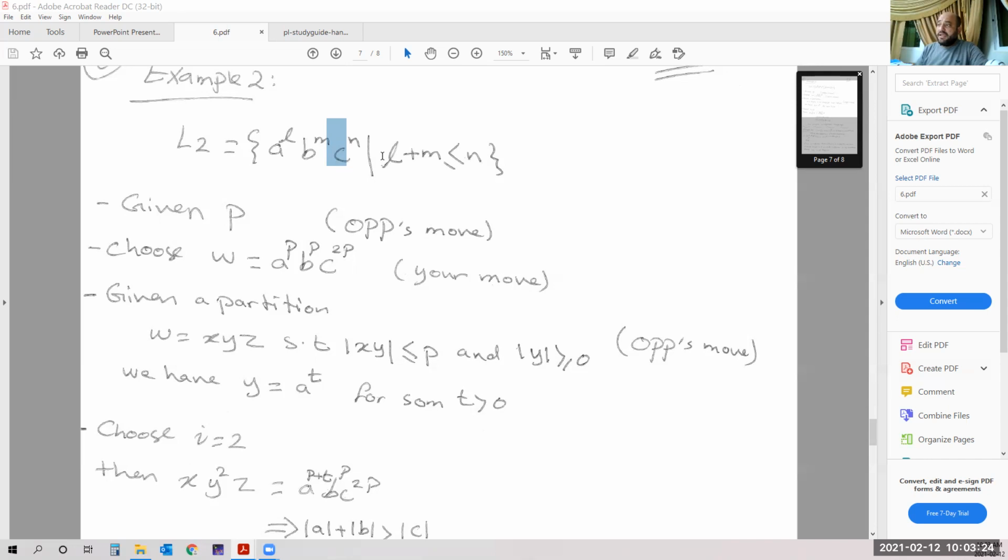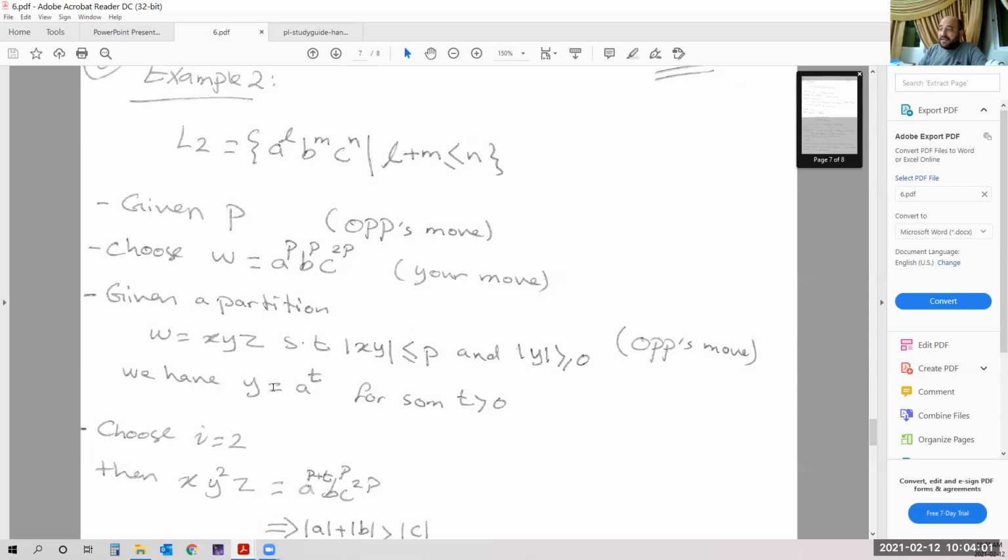Okay. So now, given p greater than or equal to 0, if I choose p, here is your move. If I choose p, the pumping length, on a and b, then c should be at most 2p by the constraints put on the definition of the language. Now, given a partition w = xyz, such that the length of xy is less than or equal to p and the length of y is greater than 0. This is not your choice. This is by definition of the way of the pumping lemma. This is why we call it the opponent's move.